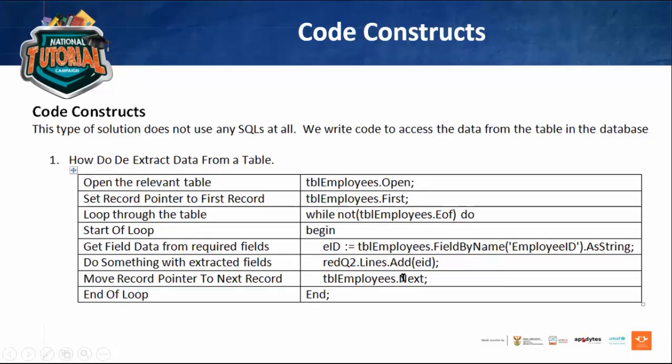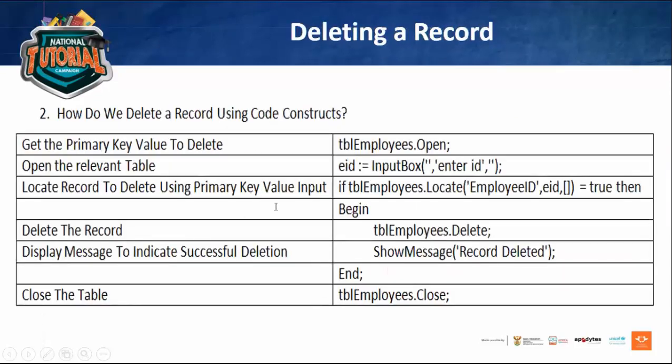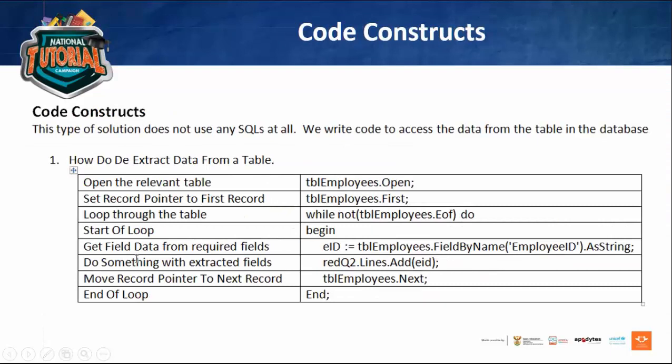What does this line mean? So this is your start of the loop. We're going to get the field data. Whatever fields we need, we're going to get it. And then we're going to do something with it. Over here, what am I doing? I am adding it to my rich edit.